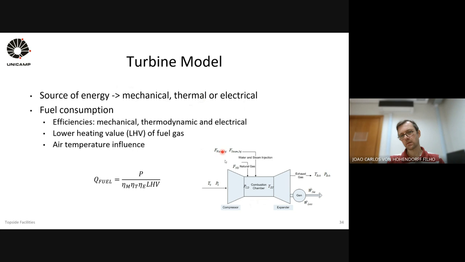It's a very sophisticated equipment. For us, what is important? The manufacturers have the data for this equipment. But what is more important for us? One, the power that this turbine can generate for us, because I can change the velocity of this turbine, and it affects directly the power that this equipment can generate for us.